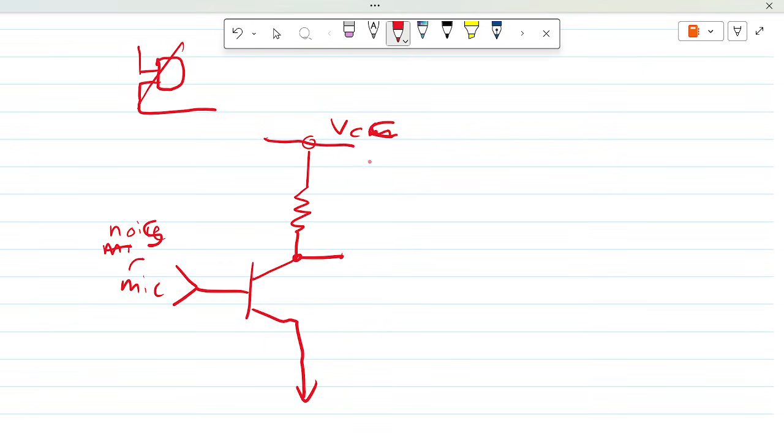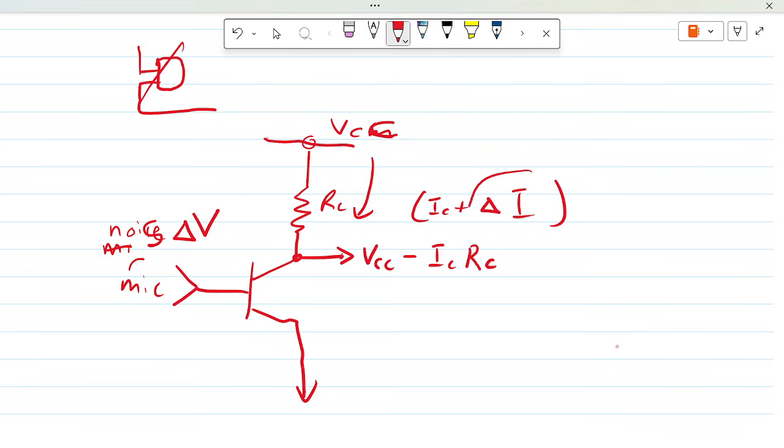Now the noise in the VCC could corrupt the output voltage. And the noise in the microphone signal, the small changes in voltage, could also affect the output if there are small changes in the current as a result of the small changes in the voltage that are also corrupted by noise.